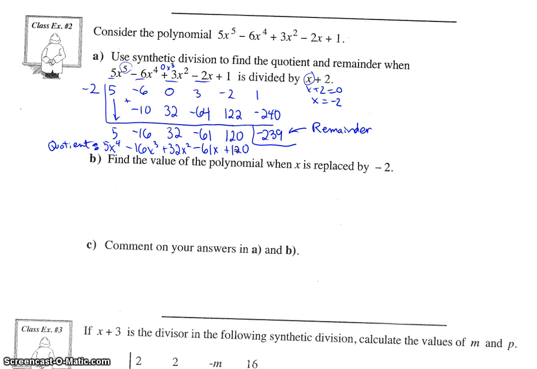And there we go. Then they want you to find the value of the polynomial when x is replaced with negative 2. So let's write this out. Let's call it p of x equals 5x to the fifth minus 6x to the 4. We don't have to write our 0x cubed, so plus 3x squared minus 2x plus 1. And they want to know when x is replaced with negative 2. So in function notation, we'd go p at negative 2. And everywhere you see x, we're scooping it out and putting in negative 2.